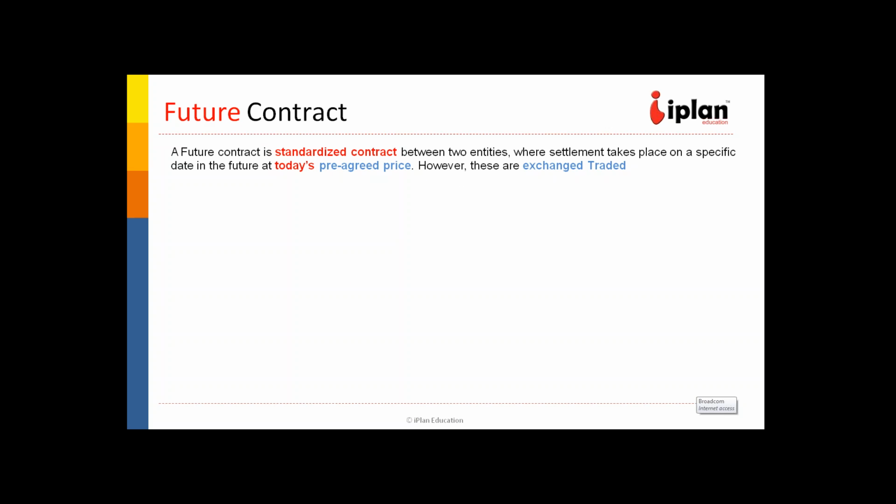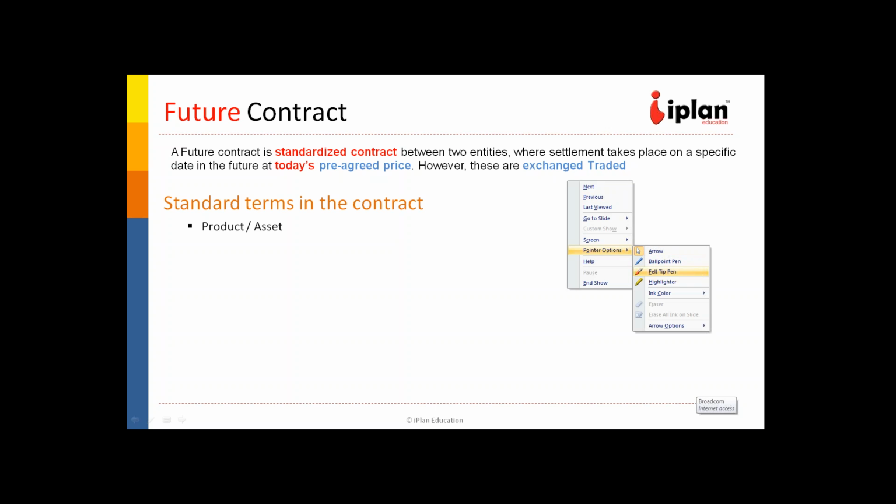So a future contract is a standardized contract between two entities where settlement takes place on a specific date in the future at today's pre-agreed price. However, these are exchange traded. So first, what is standardization? I'll give you an example.